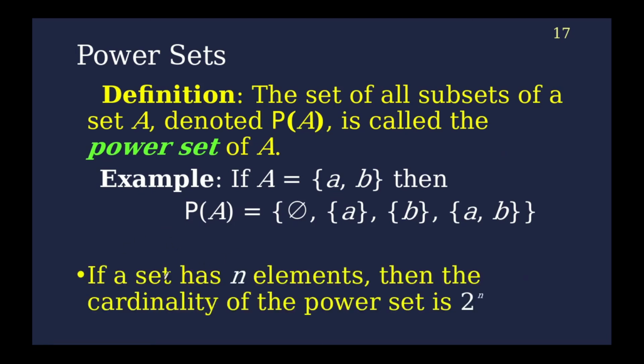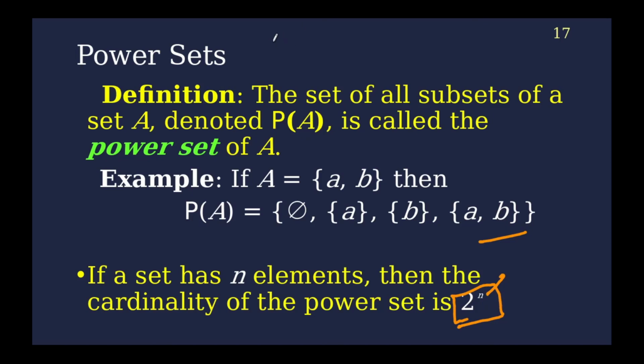The same is written here. If a set has n elements, then the cardinality of the power set is 2 raised to n. So you should always remember the number of elements in the power set is equal to 2 raised to n, where n is the number of elements in the set. Here 2. Then one more example we have studied, 3. So 2 raised to 2, 4 is the cardinality, and if the number of elements is 3, then 2 raised to 3 equals 8 is the cardinality.